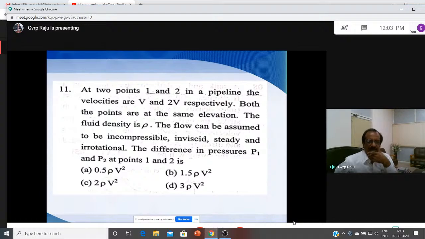At two points 1 and 2 in a pipeline, the velocities are V and 2V respectively. Both the points are at the same elevation, meaning Z1 is equal to Z2. The fluid density is rho. The flow can be assumed to be incompressible, inviscid, steady and irrotational, all the assumptions. Find the difference in pressures P1 and P2. Indirectly, he wanted us to use Bernoulli's equation. The velocities are V and 2V.